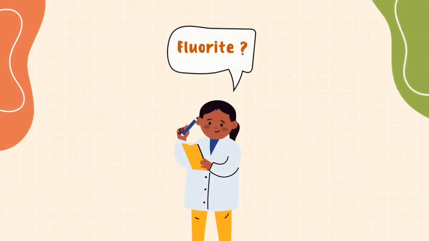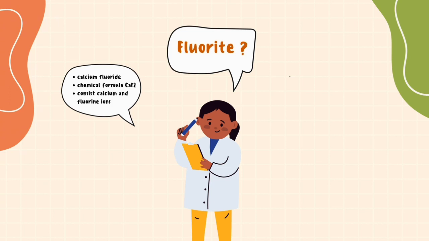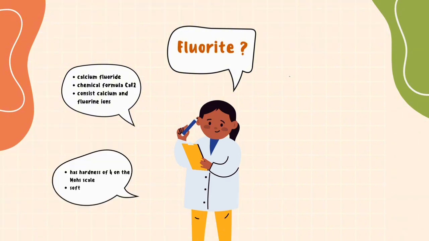Hanim, what is fluorite? Fluorite, also known as calcium fluoride, has the chemical formula CaF2. It consists of calcium and fluorine ions. Fluorite has a hardness of 4 on the Mohs scale, making it relatively soft compared to other minerals.